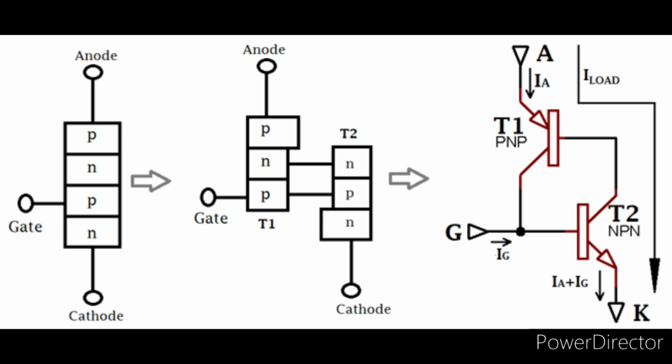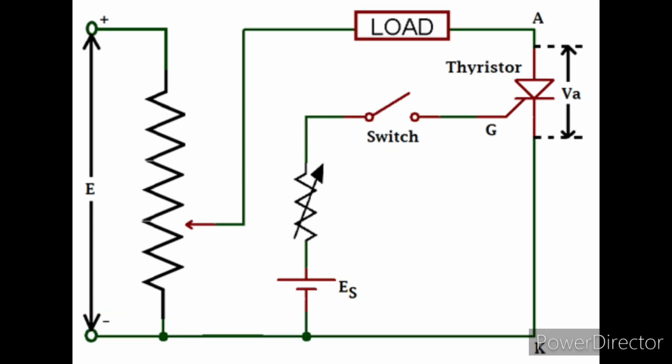Now the question is, how are they different from FETs? We know that FETs are voltage controlled devices and they can only switch DC current. But thyristors are current controlled devices and they can switch both DC and AC current. For example, thyristors can be used in very large load applications, like light dimmers. It controls when the power should reach the light.